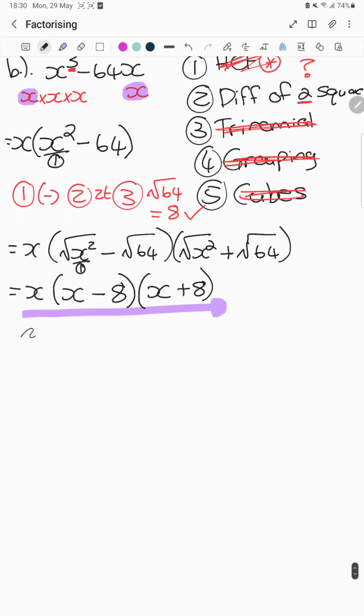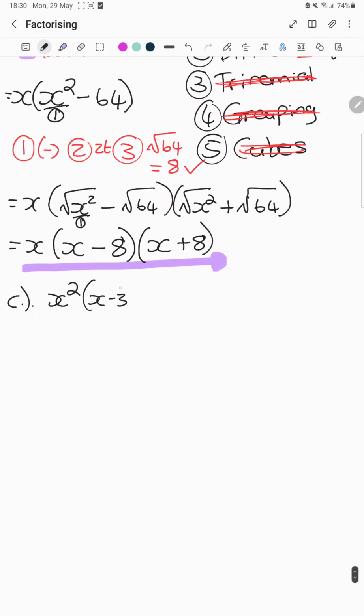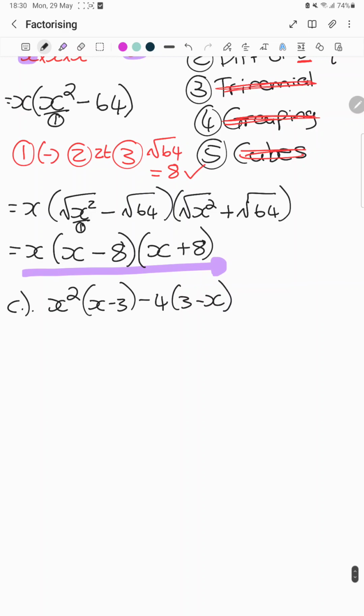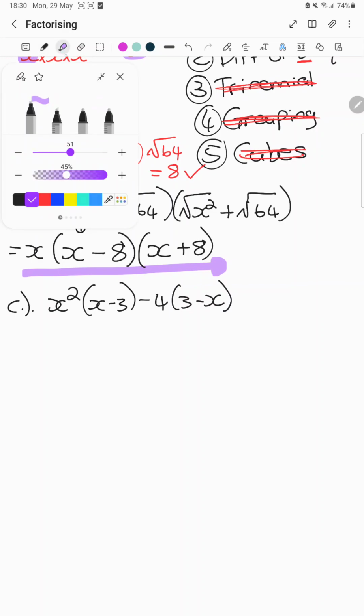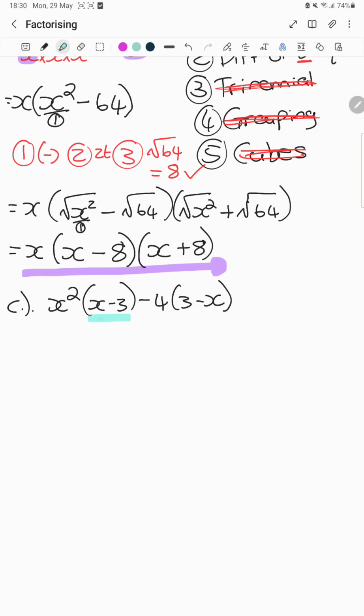Alright, so just let us look at our last example here, or last question. So question C, it is going to be x to the power of 2 bracket x minus 3 minus 4 bracket 3 minus x. Alright, so immediately what you have to see is that here I have 2 brackets. I have a bracket x minus 3 and I have a bracket 3 minus x. They are almost the same, however my difference is my signs. Here my x is positive, but my 3 is negative. Whereas here my 3 is positive, but my x is negative.